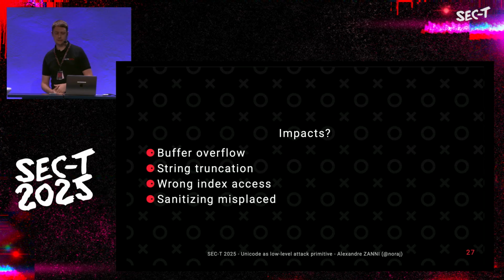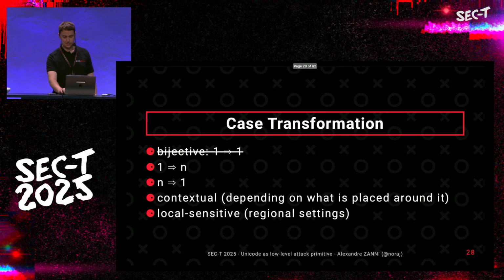So these size issues, if the developer is using the wrong values, could lead to, depending on the language, buffer overflows or string truncation. Of course, if you are using the wrong size as an index, you won't go where you expect, and so you can misplace, for example, some sanitization.